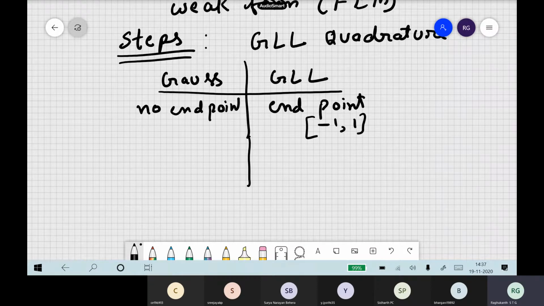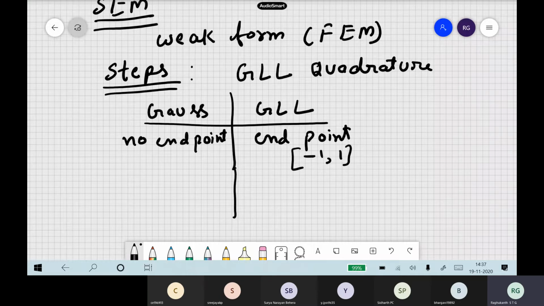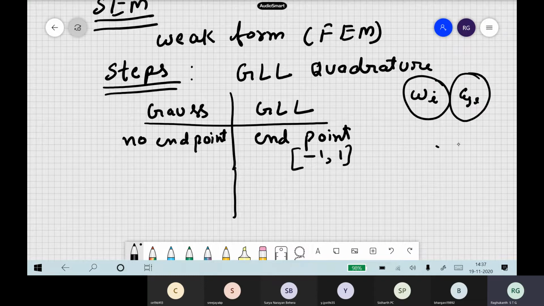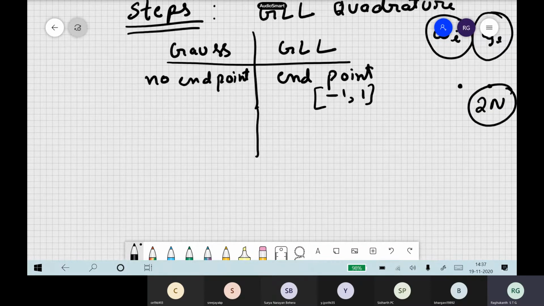Since you have included the endpoints, generally in quadrature rules the weight value and the Gauss points are treated as unknowns. If there are two Gauss points, then we have four unknowns: where each Gauss point is located and what its amplitude will be. Both are treated as unknowns, so we have 2n unknowns. So generally we say the Gaussian quadrature is exact for polynomials up to order 2n minus 1.